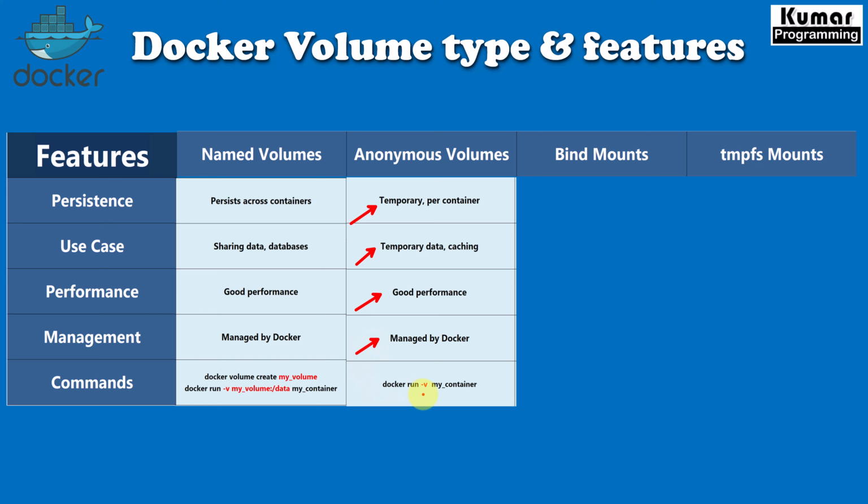And here, if you see the difference in the command, we have to provide -v, and then after that we just provide our container path. So here we are not providing any named volume name, right? I'll show you the differences in our practical demonstration.